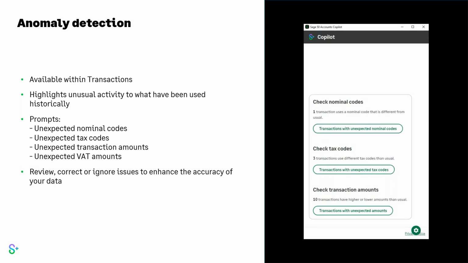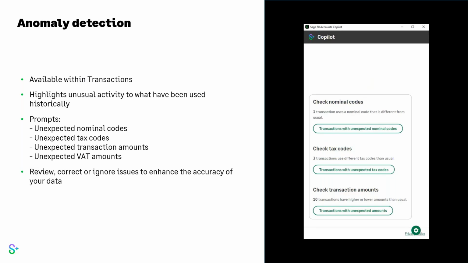So it's going to try and look for transactions with unexpected nominal codes, tax codes, unexpected transaction amounts, unexpected VAT amounts. Now, it's not just necessarily saying, right, that's wrong, because you are going to have one-off transactions here and there. You might have a big capital purchase and you think, well, actually, yeah, it's a bit unusual. That's why, because it's a massive capital expenditure. So that's why it's unusual. So it will try and identify that for you.